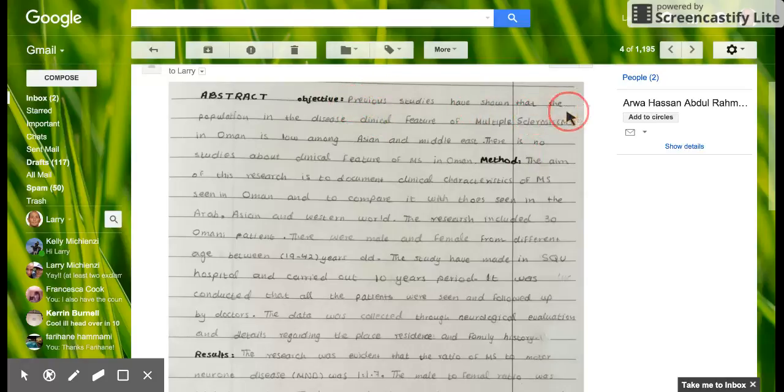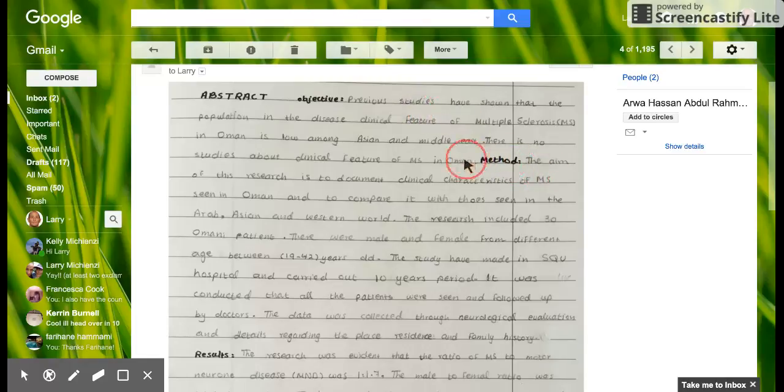Previous studies have shown that the population of the disease and its clinical features, multiple sclerosis in Oman is low among Asians and Middle Eastern. I'm sorry, I don't understand what you're trying to say here. In Oman, but then is low. It sounds like you're combining three sentences here, and I'm a little confused. I don't actually know what you're trying to say here. There's also no studies about the clinical features of MS in Oman. That's a good segue, I think.